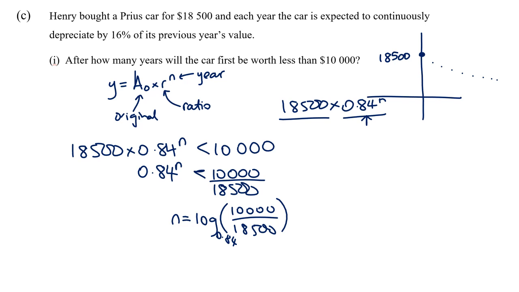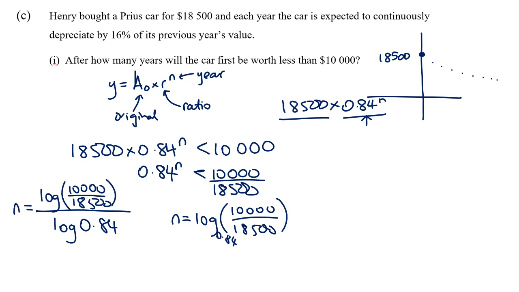To do that on your calculator, how do you do that? On your calculator, you do that by going log of 10,000 over 18,500, divided by the log of 0.84. Okay. You get an answer of 3.53 years.